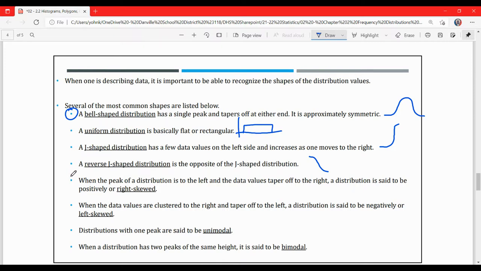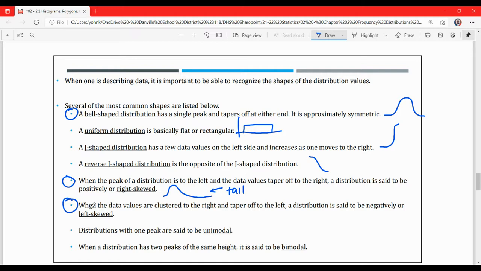Now, here's a really popular way to describe data. When the peak of a distribution is to the left and the data values taper off to the right, the distribution is said to be positively or right skewed. So it'll look like this. Sometimes we call this end the tail. And so if you notice, a right skewed distribution has a longer right tail. And so it always goes to the tail.